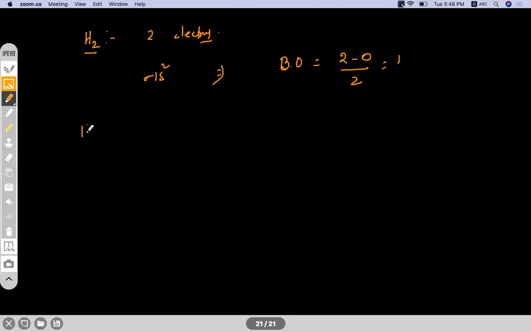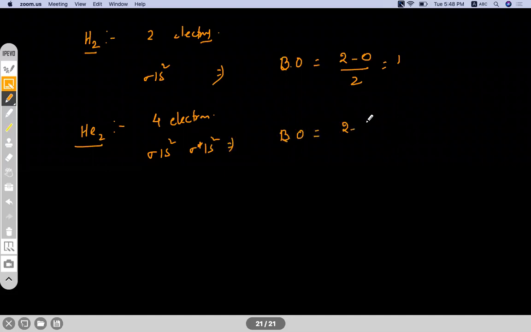What is the bond order you are getting for He2? It has 4 electrons. Then we have sigma 1s2, sigma star 1s2. So bond order is what? 2 minus 2 by 2, that is 0. 0 means there is no bond present. Bond order is nothing but the number of bonds. So when the number of bonds is 0, there is no bond between the helium atoms. That's why helium exists as a helium atom only. It does not form He2 like hydrogen.